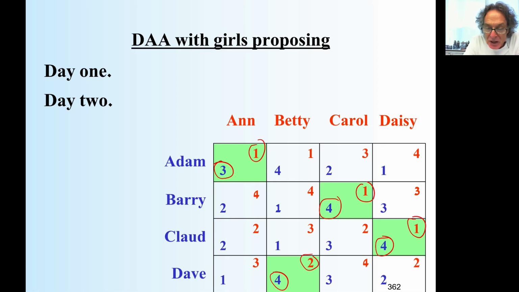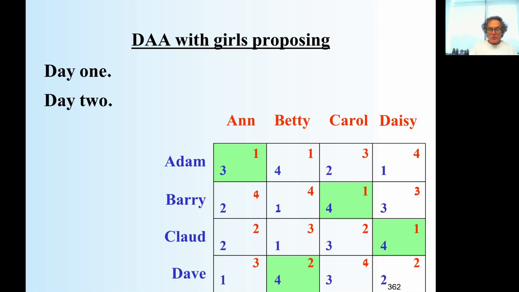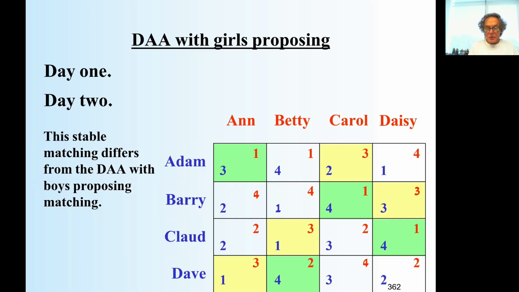Is there a general theorem about it? Okay, so that's the question. So now let us combine the two deferred acceptance algorithms, with the girls proposing and the boys proposing. As you can see, we combine the two. The yellow ones are the boys proposing, and the green ones are the girls proposing matching.